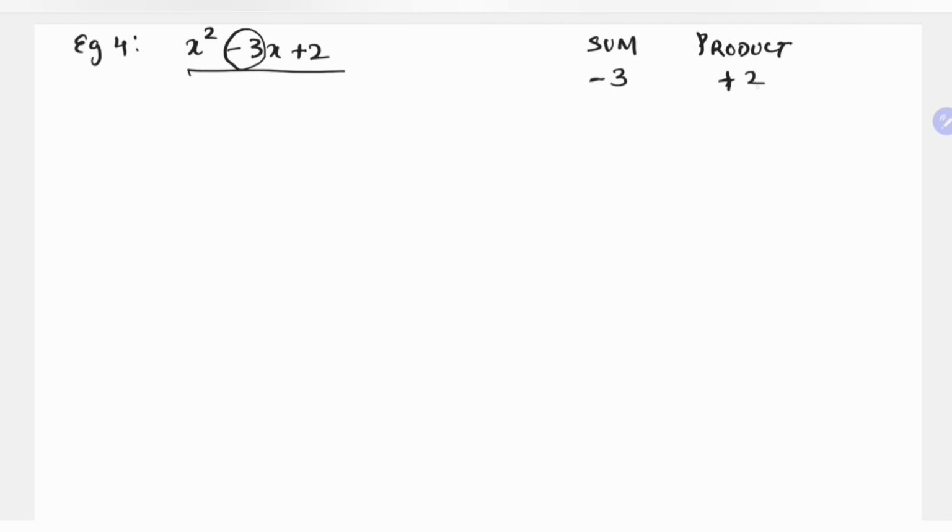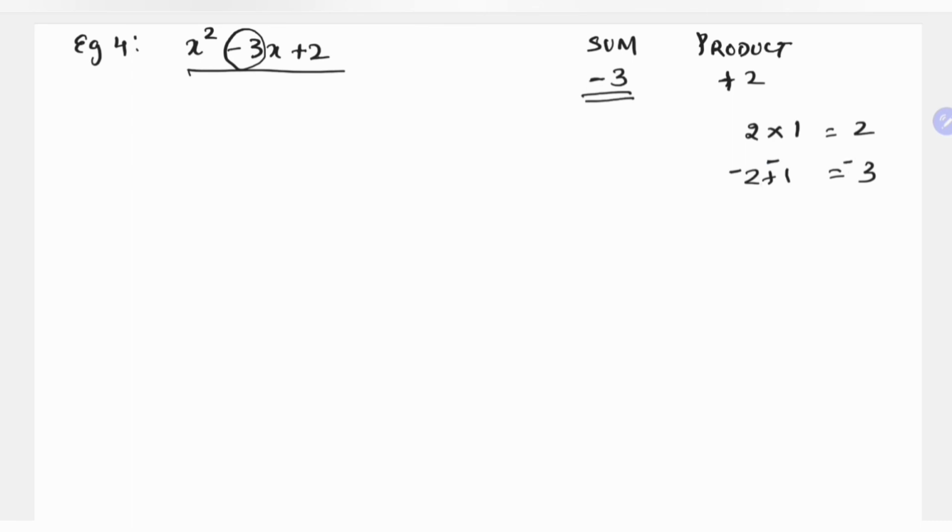So the numbers that can be multiplied and it should give plus 2 as the product. What are those numbers? It can be 2 and 1 because 2 into 1 is 2. And it also has to satisfy the sum condition. That is, if I add 2 and 1, I should get 3. I am getting 3, but I have to get minus 3. So that means both of these numbers should be minus.